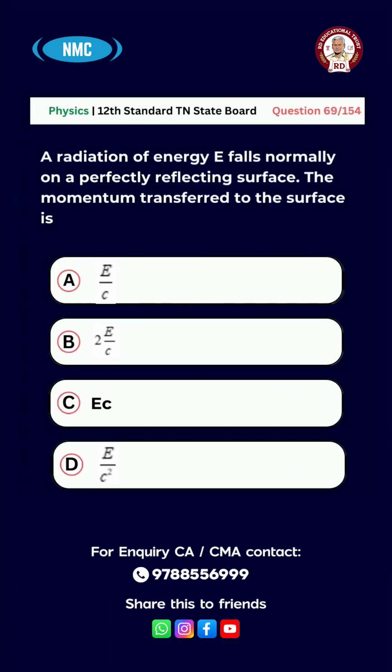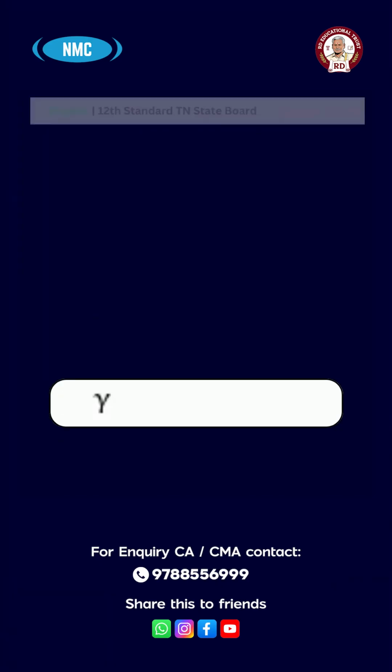Question number 69. A radiation of energy E falls normally on a perfectly reflecting surface. The momentum transferred to the surface is option A, E by C, B, 2E by C, C, EC, D, E by C square. The right answer is option B, 2E by C.